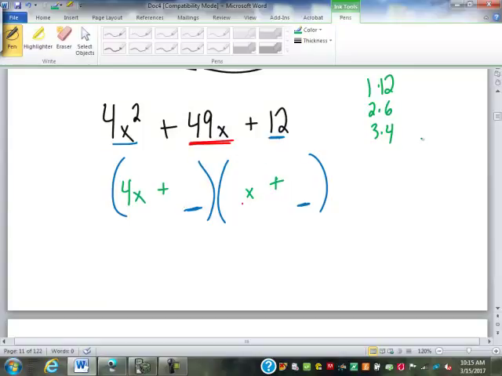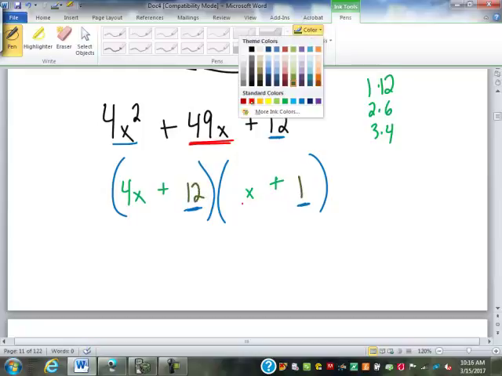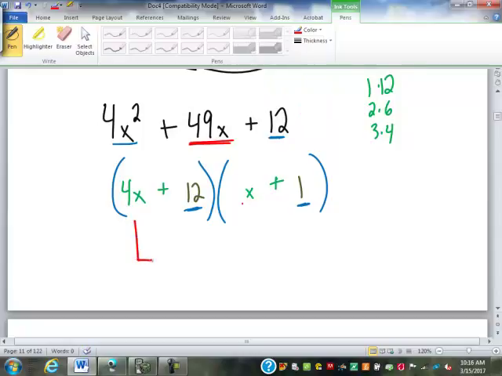So as we look at this, what did you try first? 1 and 12? Okay, so do the 12 and 1. So on the outside, we do the 4x times 1 is 4x. On the inside, 12 times x is 12x. That's 16x, which is not the 49x still.